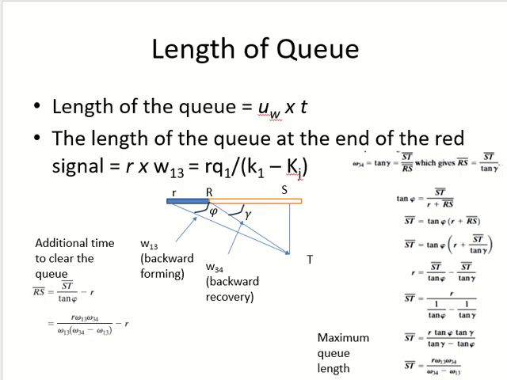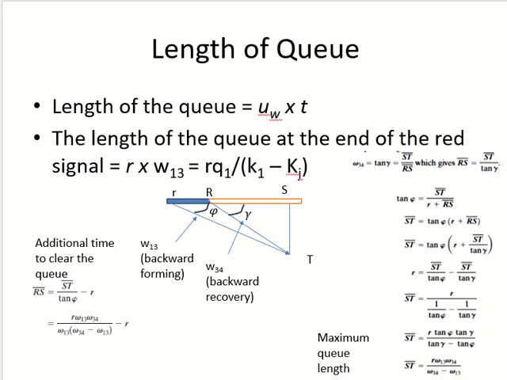Clear? I wanted to multiply by time. How much is the time? The time when the signal is red, so R. So velocity into time gives you length. Got it?